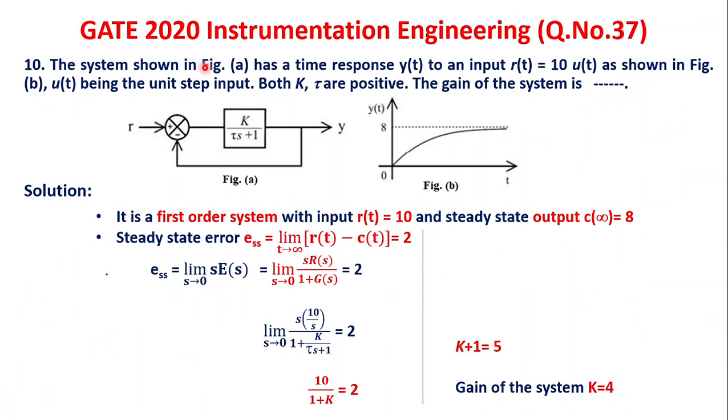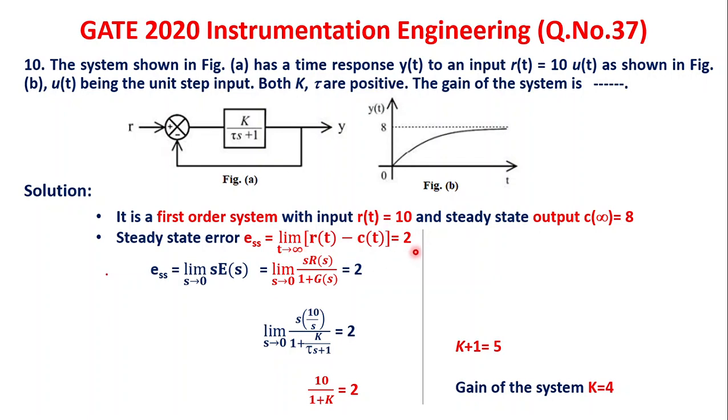So next question. It is taken from GATE 2020 Instrumentation Engineering, question number 37. We can see they have given the time response y of t. So the gain of the system is dash. So here again the problem is like the previous problem. The steady state error we have to find out.